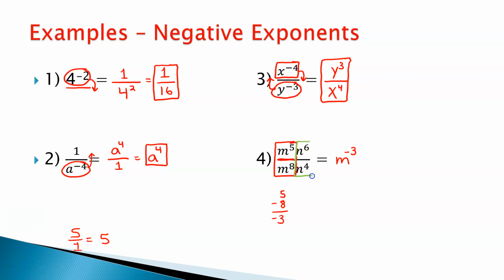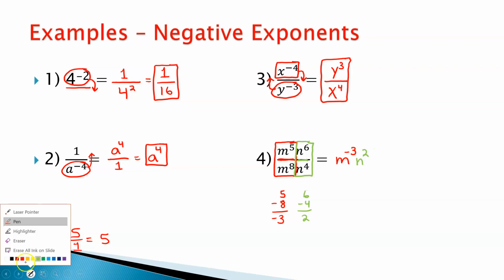But let's do the other part of this problem. What am I going to do over here with the n's? Well, same thing. We're dividing. We have the same base, n and n, so we're going to subtract the top exponent minus the bottom one. 6 minus 4, this time it's a positive 2, so we're going to end up with n to the positive 2nd power. Even though we did apply quotient of powers correctly, we don't like to have that negative exponent.